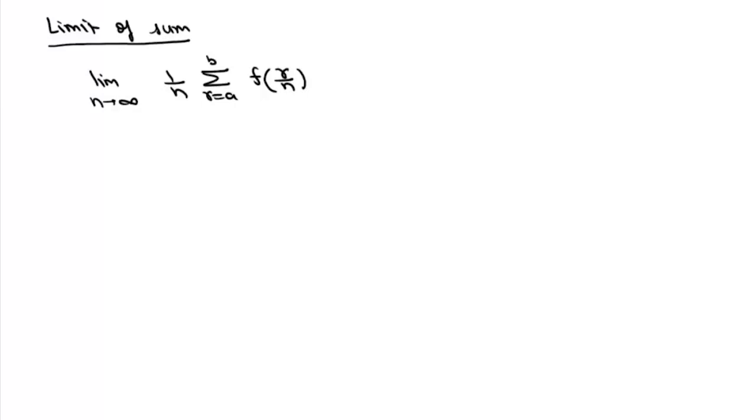So if we have a limit which satisfies 3 conditions: the first condition is the limit should be n tends to infinity. Second, wherever we have the variable of summation, we should be able to express it in the form r by n. And third condition is it should have this 1/n multiplied to this summation. So if any limit satisfies all these 3 conditions, then we should know this problem is a problem of limit of sum.